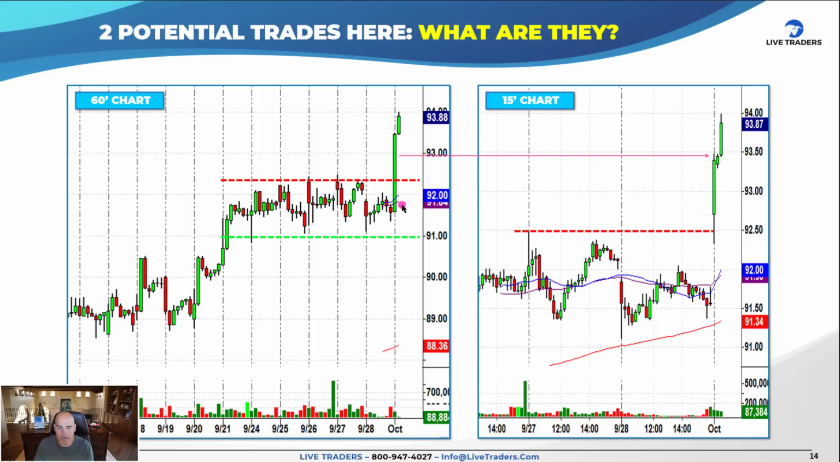So you wake up and you're looking at this and you're going, ooh, wow, 1, 2, 3, 4, 5, 6-day consolidation. Gap up. There's the red line we need to be above, roughly 92.50.